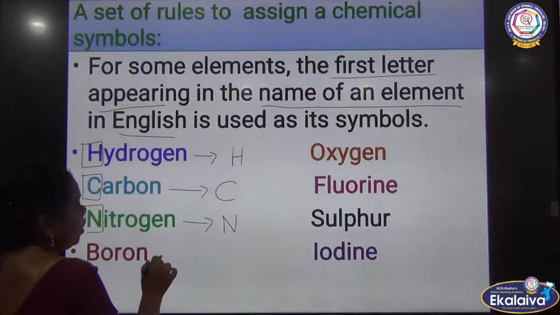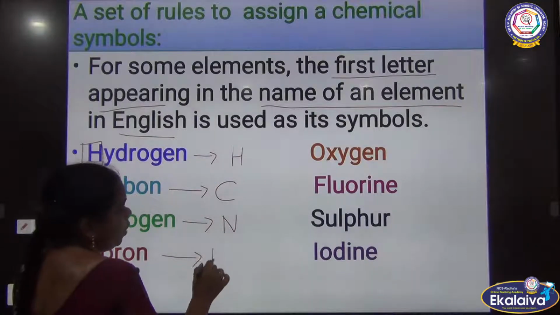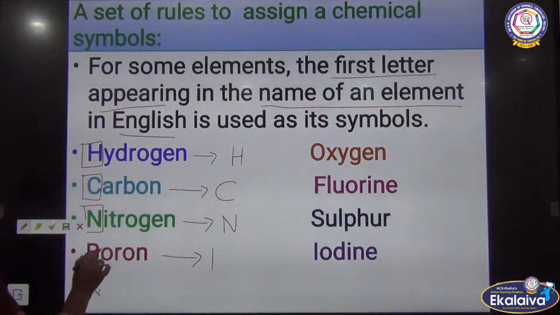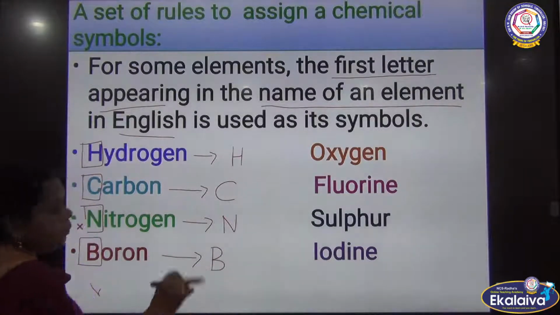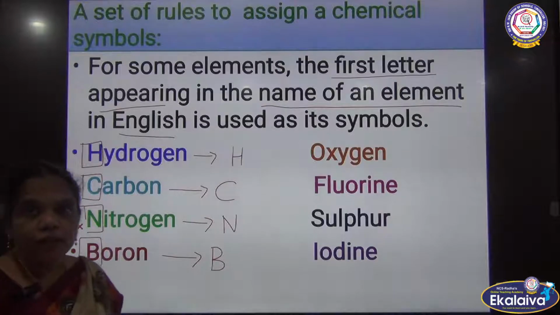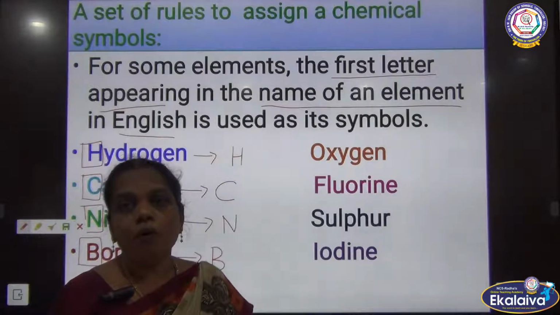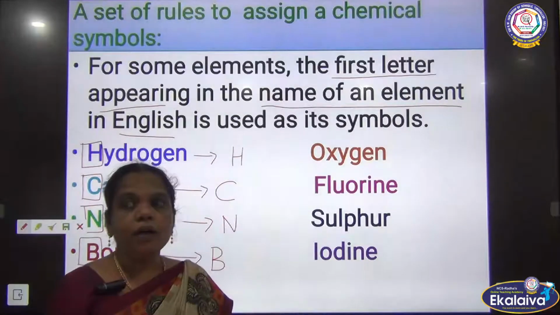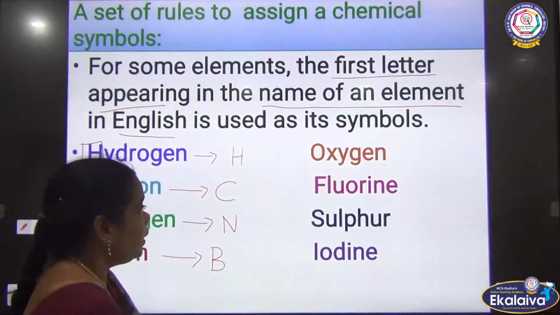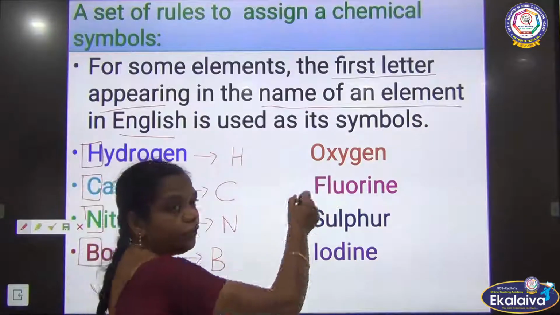And then boron. What is the first letter of boron? B. So it can be represented as B. B means boron. What is the element called C? Carbon. What is the element called H? Hydrogen. The same way, can you say this for oxygen?